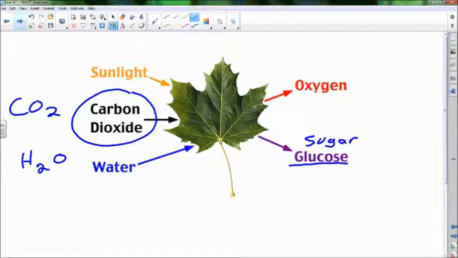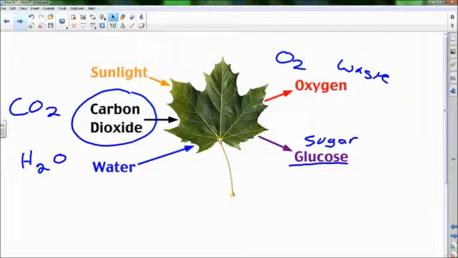Now, the other thing that we know is that plants give off oxygen. Oxygen gas, or O2, is given off as a byproduct or as waste. Of course, that oxygen gas is pretty important to us. We have to breathe that in, and plants actually will use oxygen too when they break the glucose back down. But in the whole realm of photosynthesis, it just comes out as a byproduct.